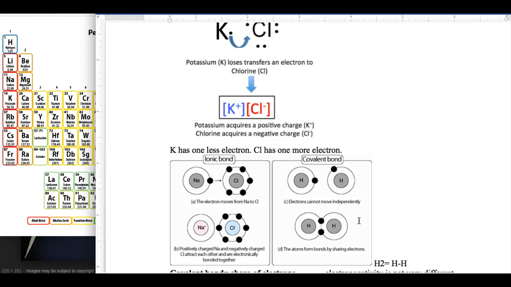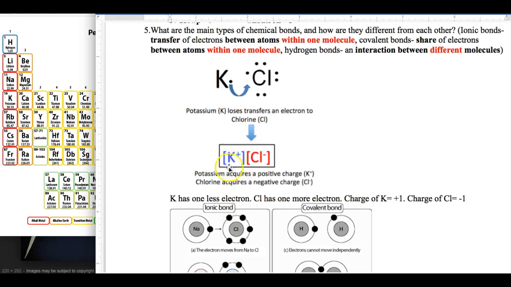And you can take that one step further. What will be the charge of K? If it has 1 less electron, that means it now has 1 more proton than electrons, so the charge of K will be +1. And the charge of Cl will be -1. Okay? So as you can see right here, you have K plus 1. You don't have to write 1, but I want you to write 1 anyway. For Cl, you have a -1.